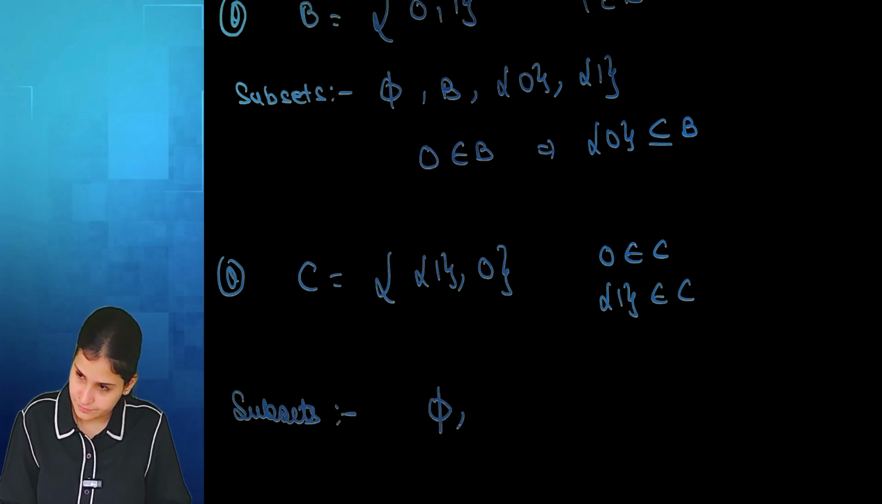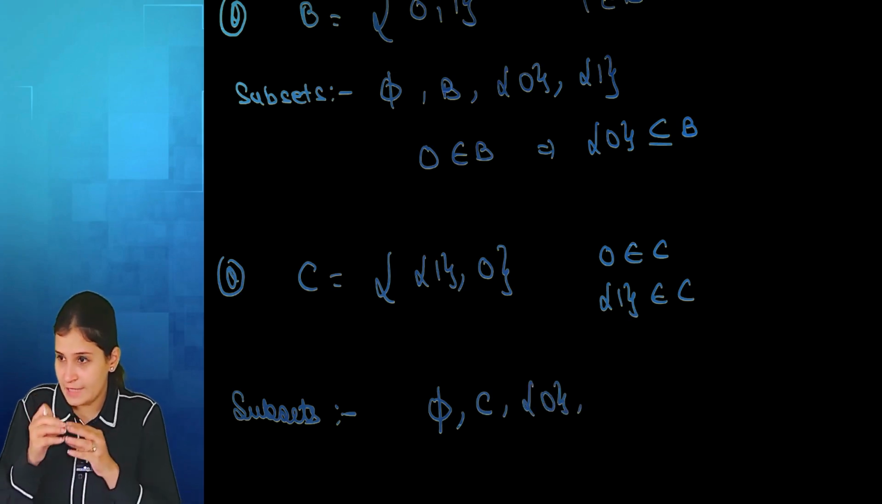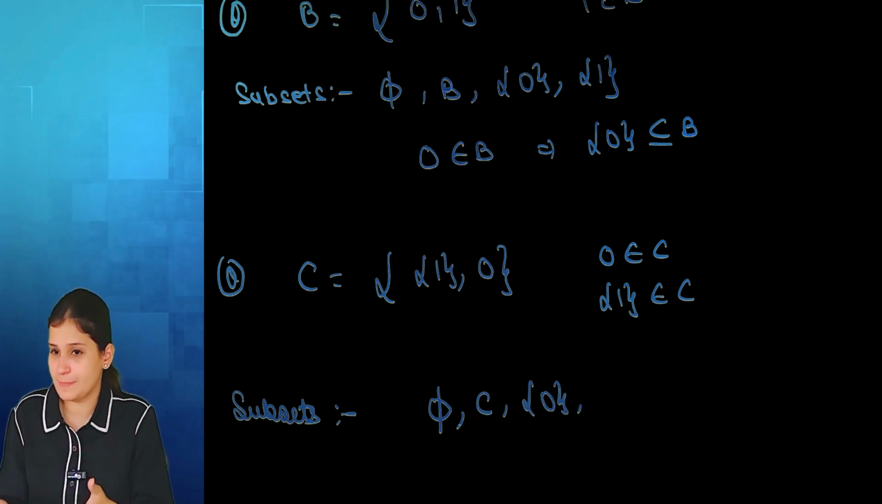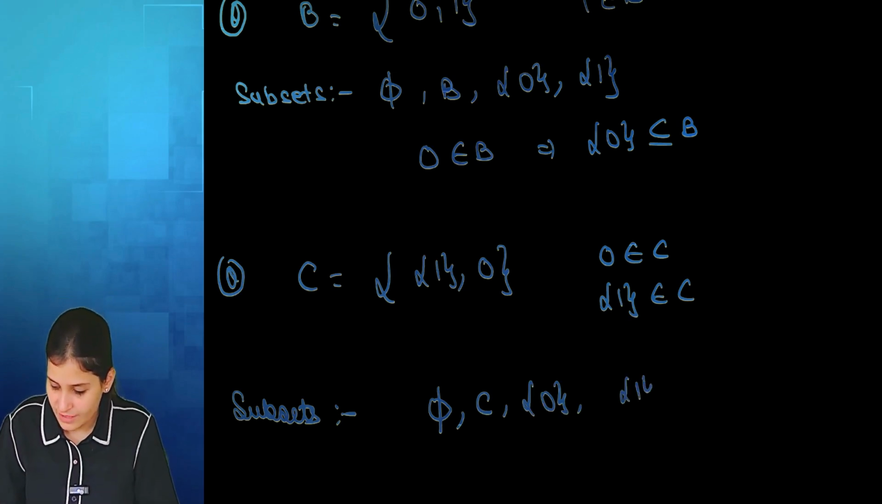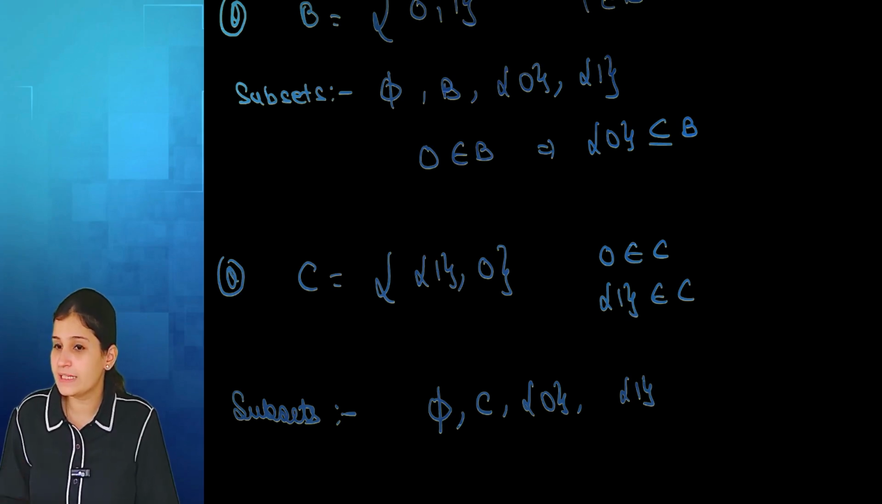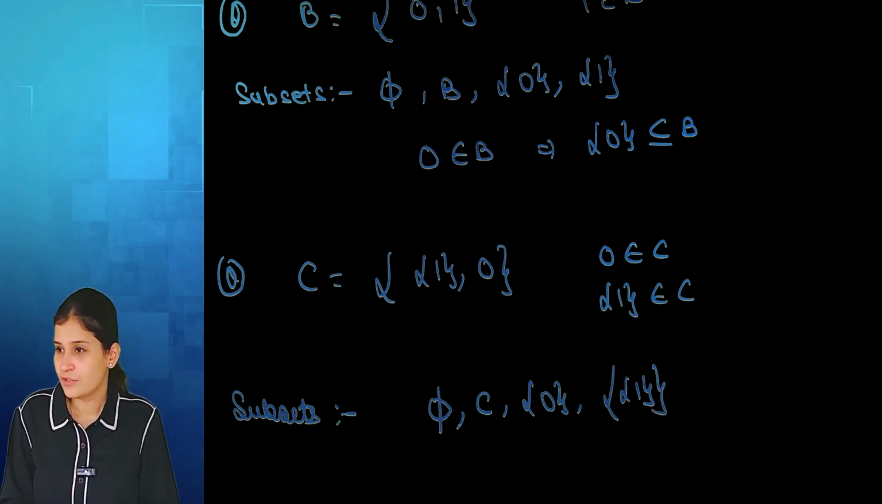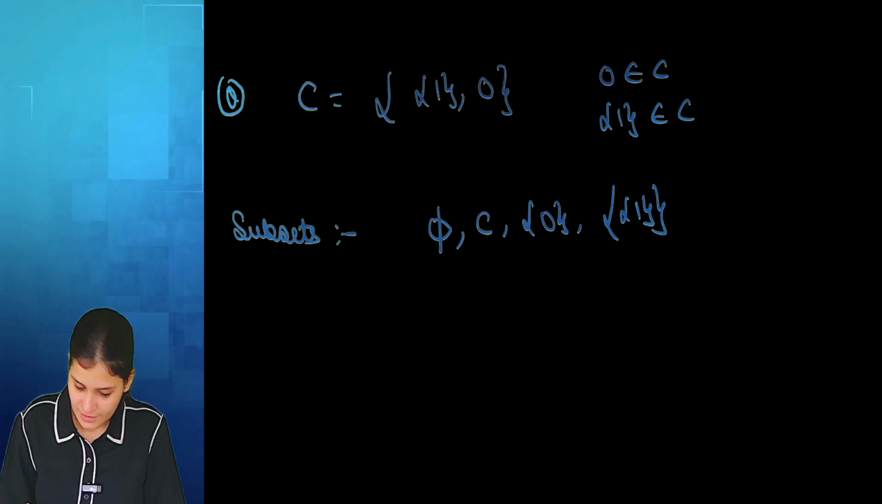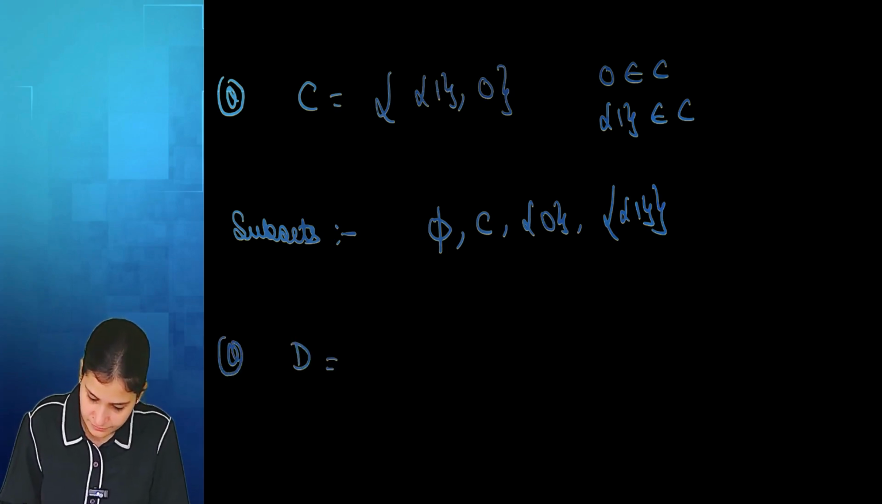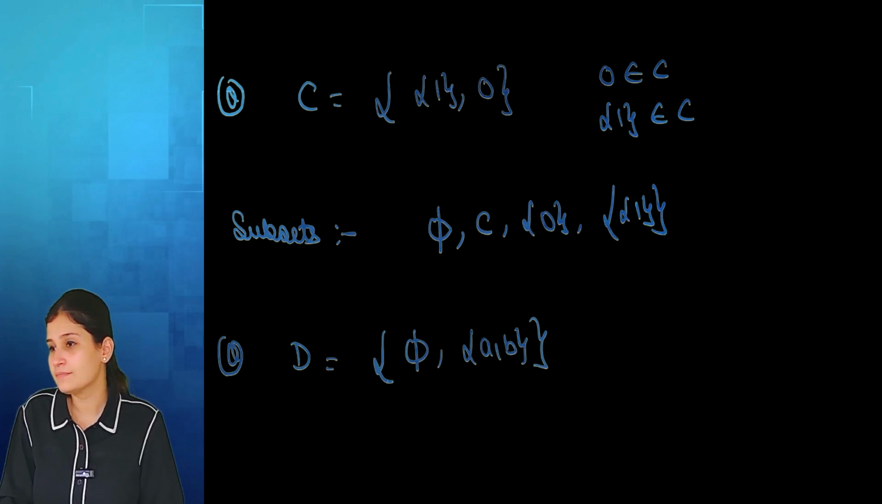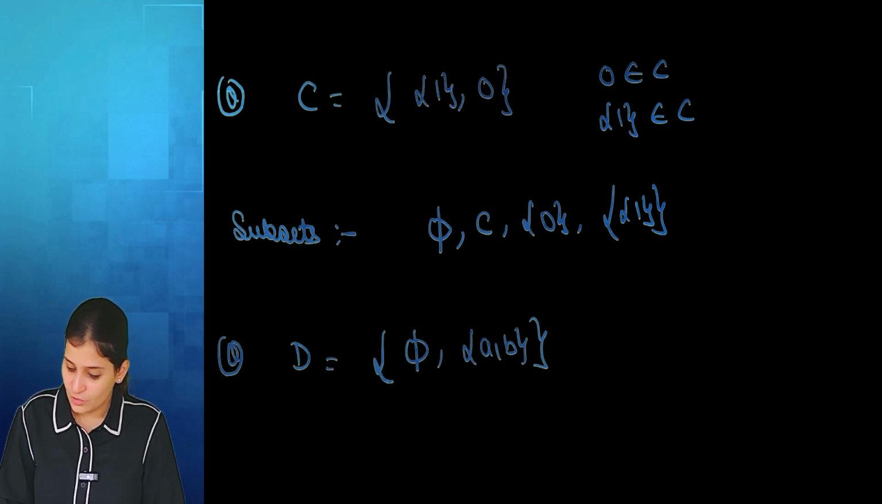Null set, C, singleton 0. The element put in the bracket becomes a subset. So now singleton 1 was an element. If I want to make this a subset, what will I do? Put it in the bracket. No partiality. If I have a set D, null set A comma B, how many elements? There are only 2 elements.